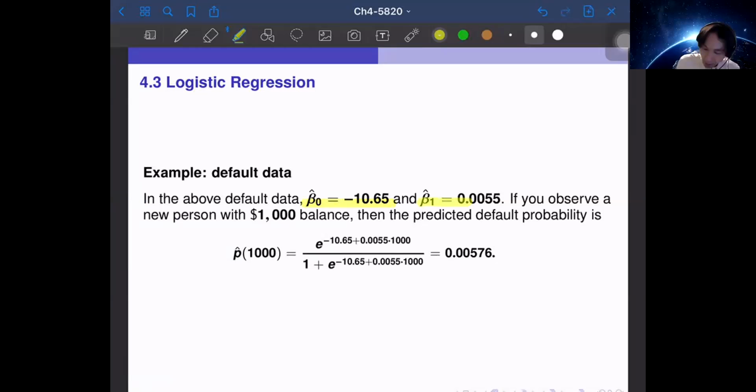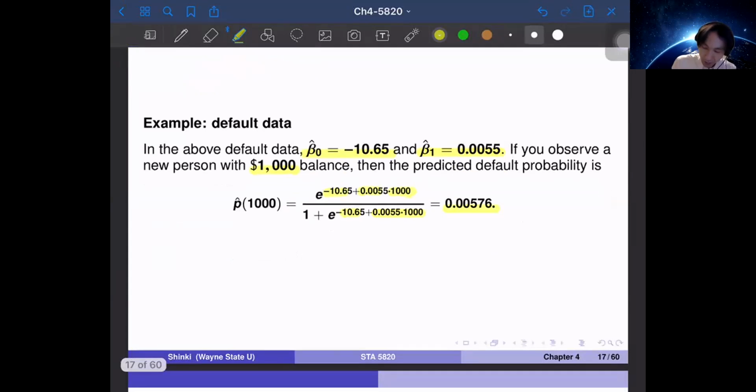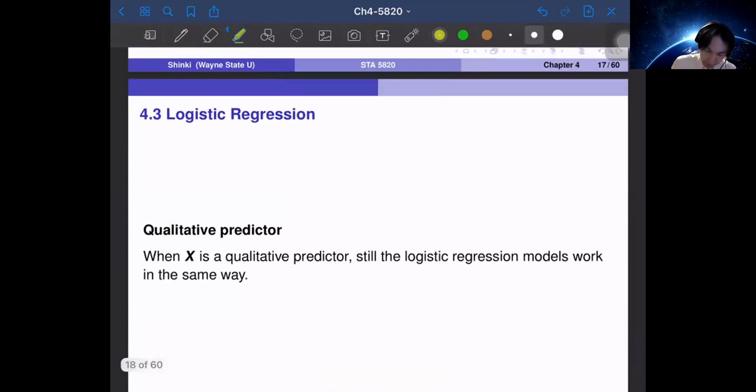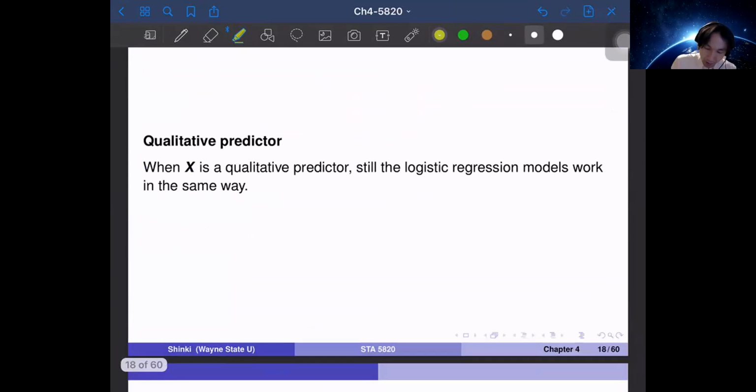For example, our estimates are here. If the balance is $1,000, then you plug in $1,000 here, and you get 0.00576. So if the balance is $1,000, then the default probability of that person is only 0.576%. So it's pretty low. If X has a qualitative predictor, you can use a dummy variable, an indicator variable for that category. Logistic regression works in the same way.